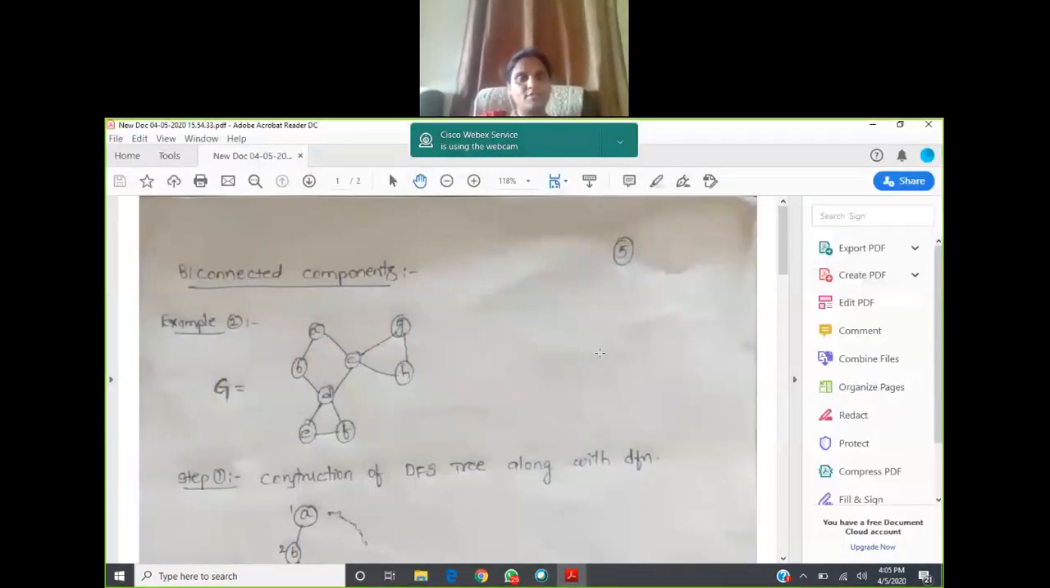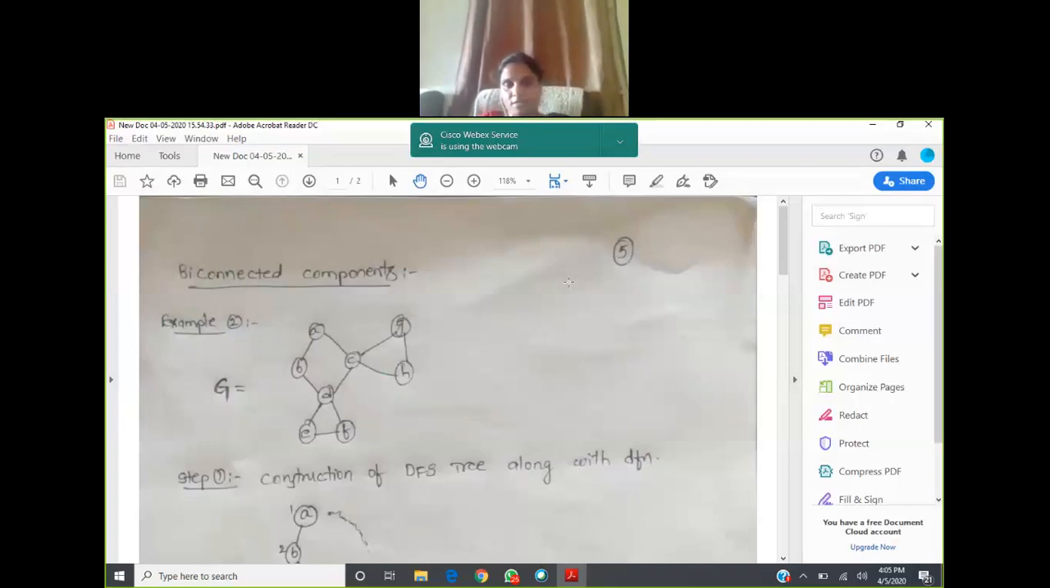Good morning, students. In the previous class, we discussed biconnected components and an example for finding articulation points for a given graph. So there is an algorithm for finding articulation points for a given graph. The algorithm consists of 4 steps.